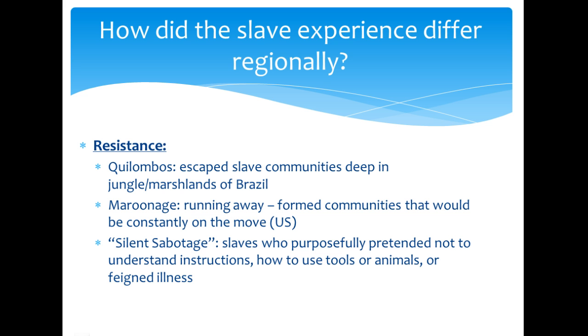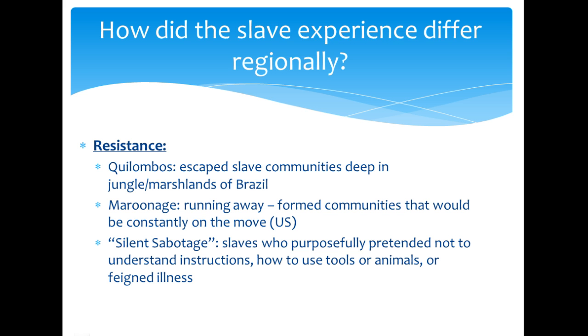In the US, or what is currently the US, they had maroonage. So this meant that slaves would run away and form communities that would be constantly on the move to avoid recapture. So they were kind of traveling bands of communities.